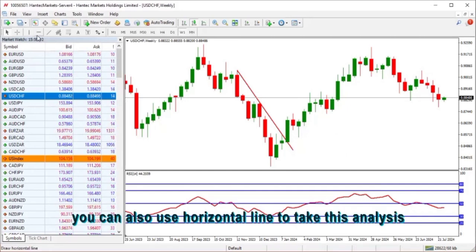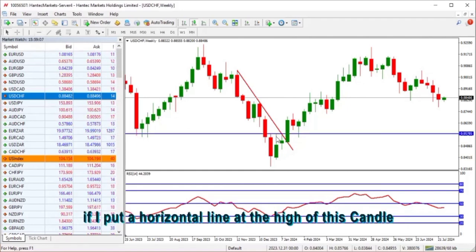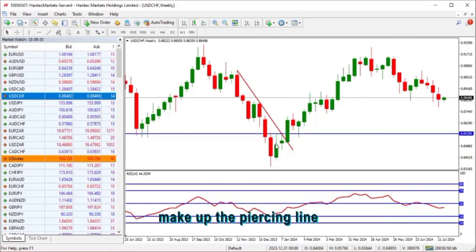You can also use a horizontal line to take this analysis if you don't want to use a trend line. If I put a horizontal line at the high of this candle that makes up the piercing line, then I will go to a smaller time frame and wait for any candle that will break and close above it. I will take a buy.